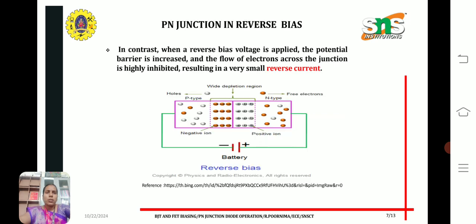And now the reverse bias condition, the PN junction in reverse bias. In contrast, when a reverse bias is applied, the potential barrier is increased. In this diagram we can see the p-type material, that is the anode, is connected to the negative of the battery and the cathode is connected to the positive of the battery. So when the reverse bias is applied, the potential barrier is increased. This causes the flow of electrons across the junction to be highly inhibited, so it results in a very small reverse current.